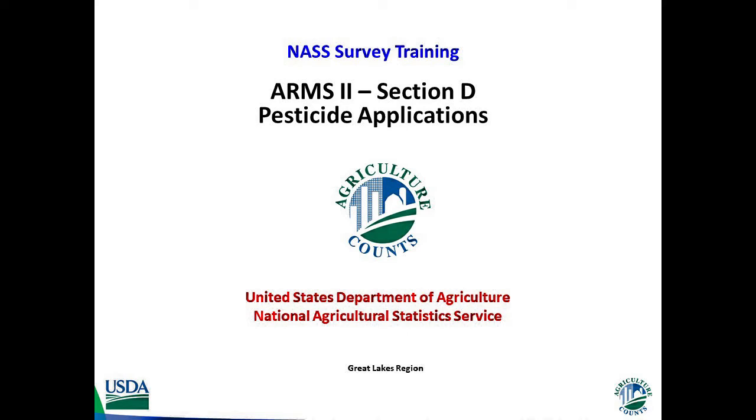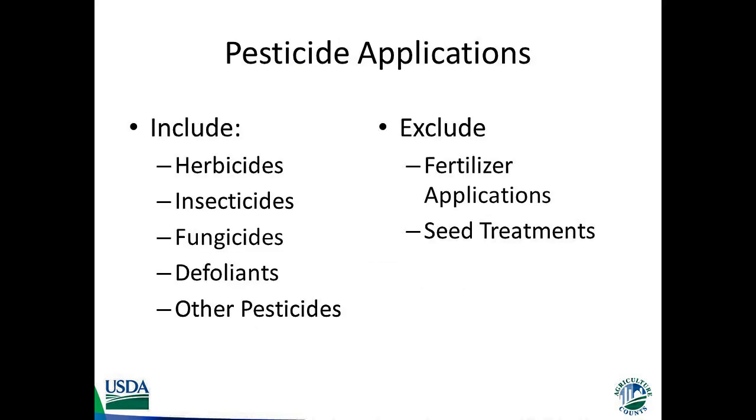Chemical costs are a large part of the variable production costs for most crops. Therefore, chemical usage is very important. Similar to the fertilizer section, chemical mixes are described and the application practices are recorded in a table. You want to include all types of pesticides that would be applied to the field, including herbicides, insecticides, fungicides, defoliants, and other pesticides. Fertilizer applications and seed treatments would be excluded.